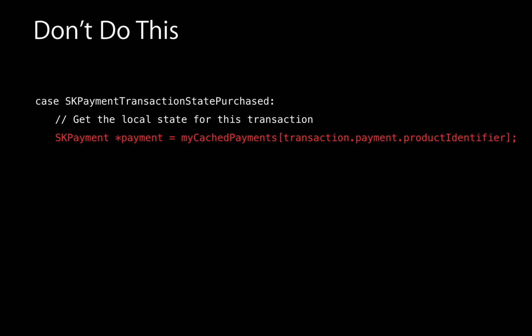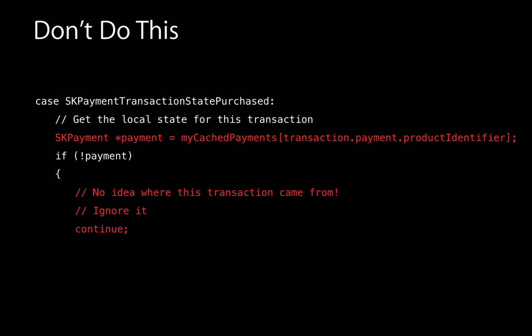So if you did something like this and tried to fetch that payment out of some cache that you were maintaining of what you thought was in progress, and then even worse, did something like this and said, I don't know this payment, I've got no idea where it comes from, I'm just going to ignore it and skip over it, you will have left the customer out here, okay? If something arrives in the queue, it's because someone bought something. Even if you don't think it originated from your app or the running instance of your app, there's lots of reasons why a transaction can suddenly appear in the queue. They're always real, they're always valid. You should process them.